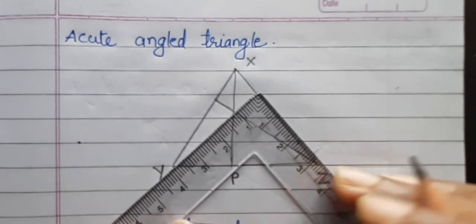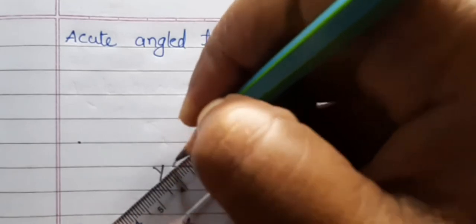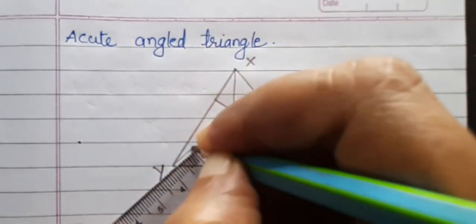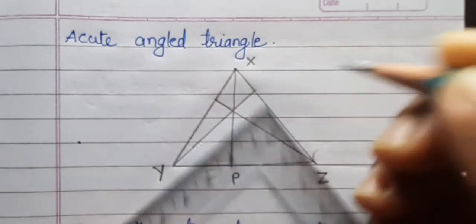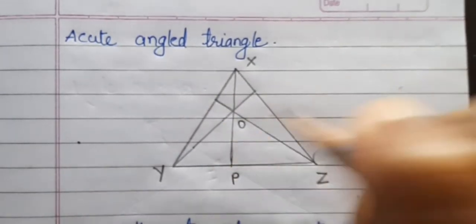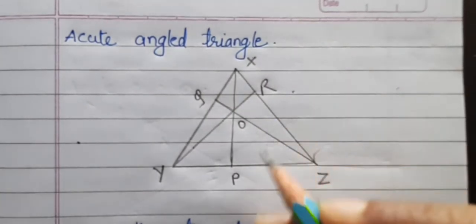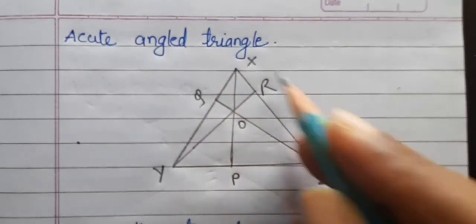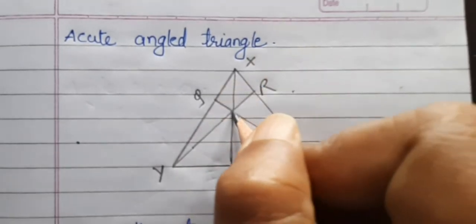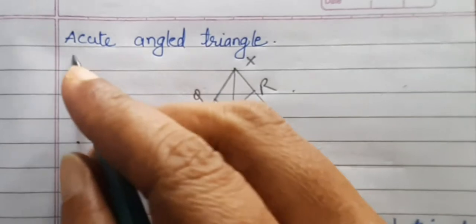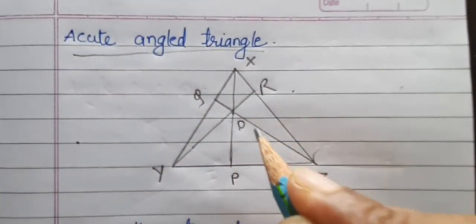So it's easy to draw for a right angle triangle and for an acute angle triangle. A little tedious is the obtuse angle triangle, but by practice you can do it. So here it is O, this is Q and this is R. So all the altitudes meet at point O. Now where is this point O lying for an acute angle triangle? It is lying inside the triangle.